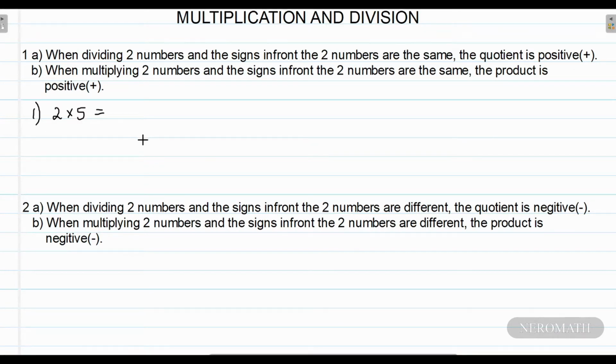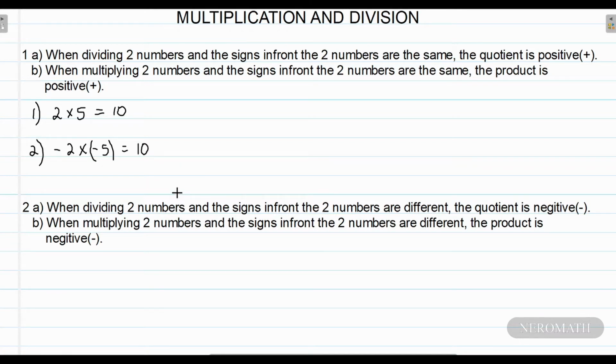So we have positive 2 multiplied by positive 5. The signs in front of the two numbers are the same, being positive. So the answer will be positive 10. Now we have negative 2 and negative 5. We can clearly see the sign in front of the 2 is negative and the sign in front of the 5 is negative. Therefore, the product will be positive. So the answer would be positive 10.